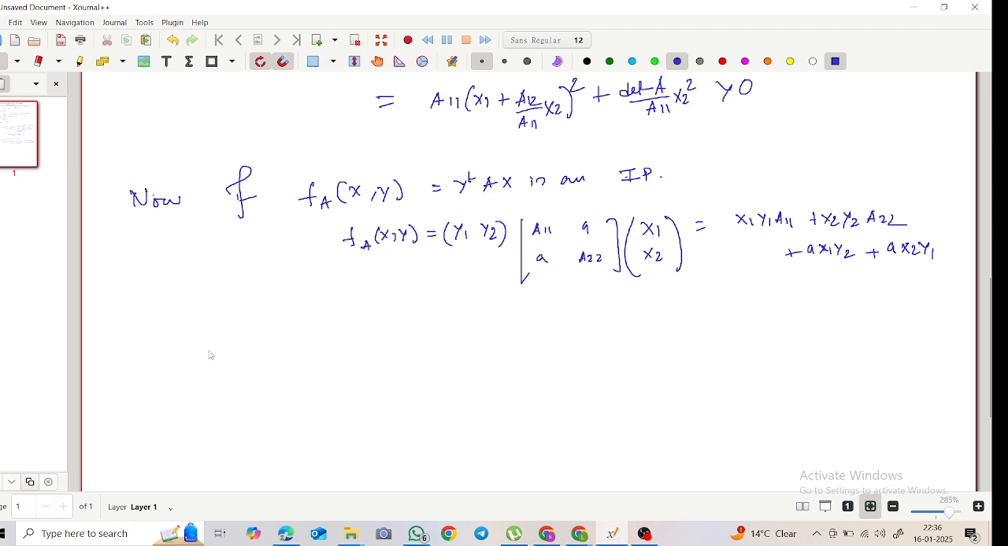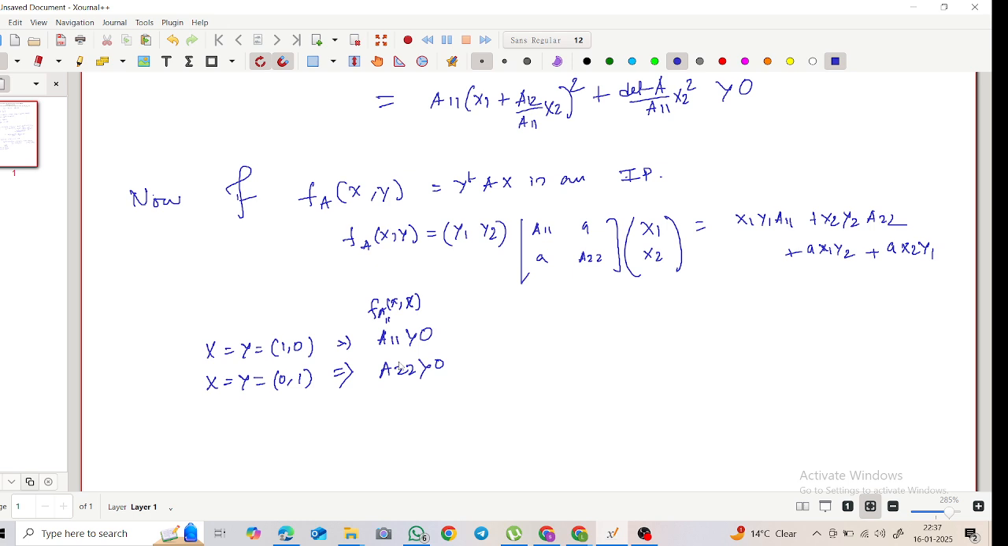Now, if you put x equals y equals 1, 0, you will get a11 greater than 0. If you put x equals y equals 0, 1, you will get a22 greater than 0. Since this is an inner product, this will become f(A x, x). So since it is an inner product, it is supposed to be greater than 0.